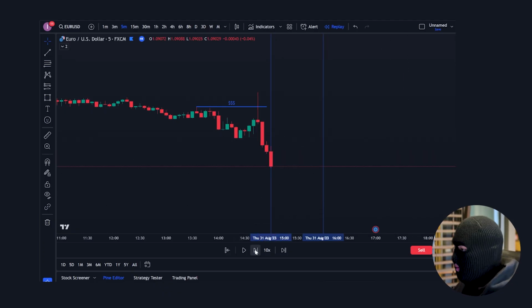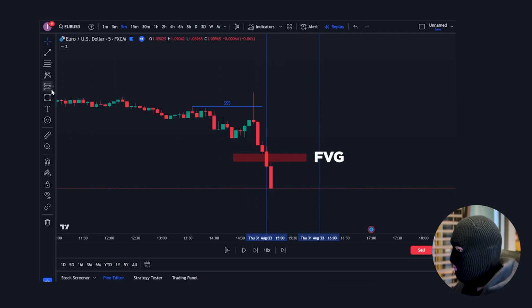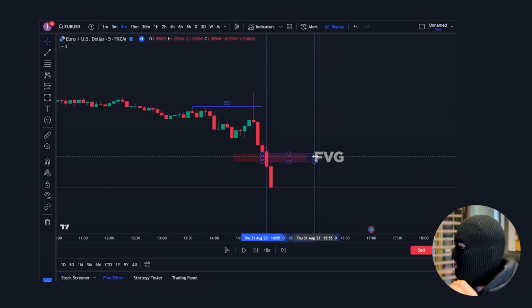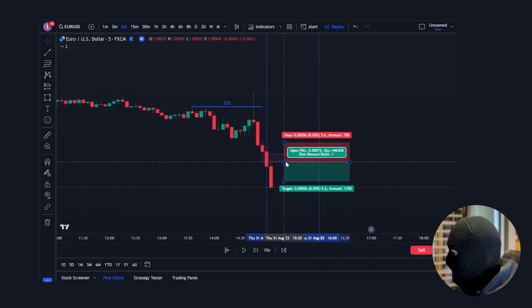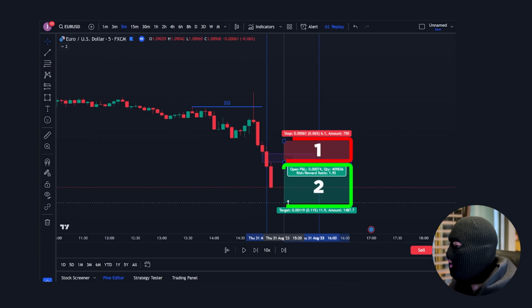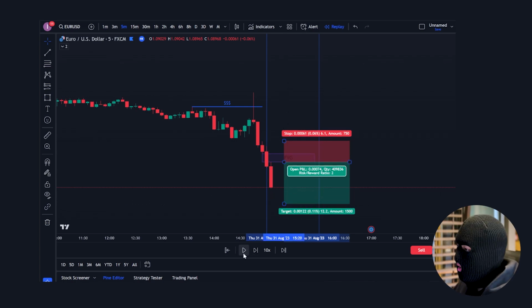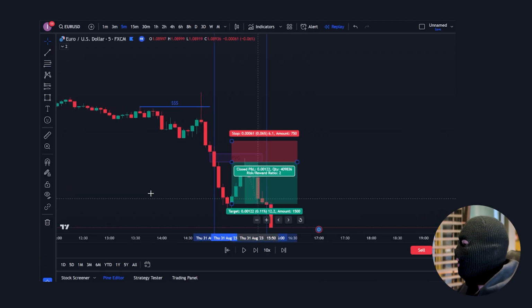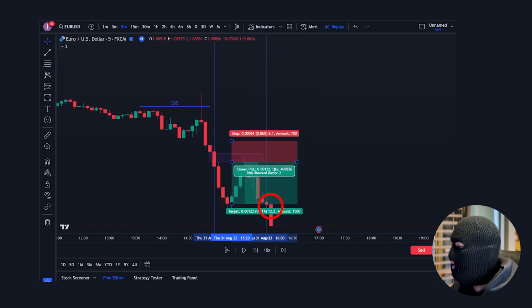Price immediately formed a fair value gap that we can take a trade from, as seen over here. The last step is to set a sell limit at the start of the fair value gap and place an SL at the first candle's high, targeting a 1:2 risk to reward ratio. There we go. Tap our entry within the hour and TP hit in 20 minutes.